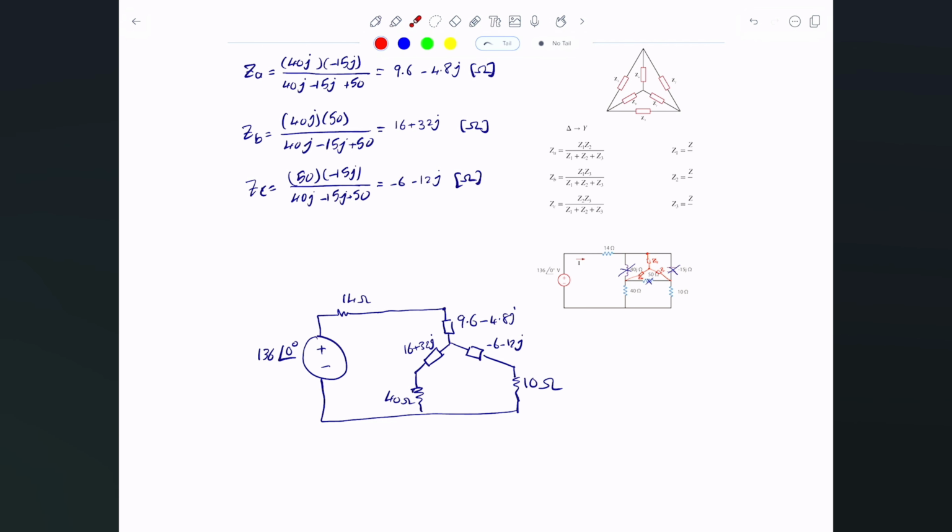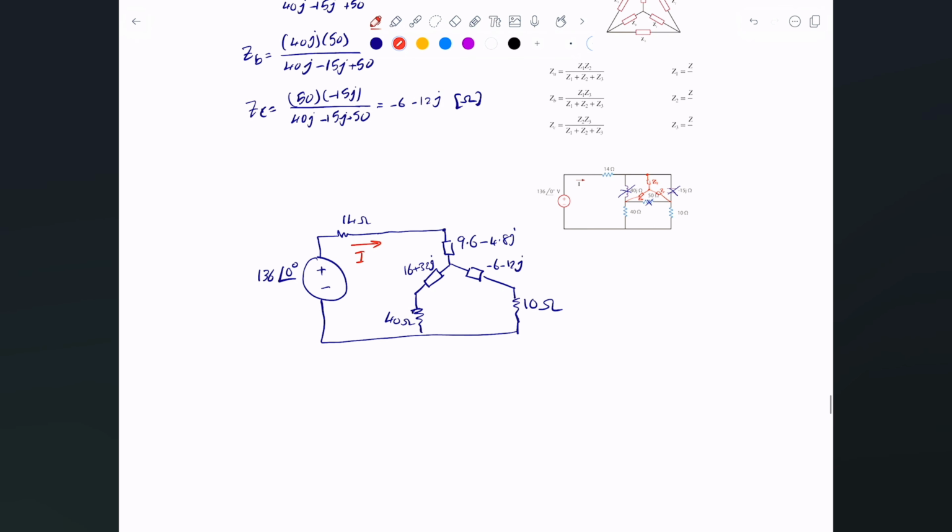Now what we have to do is just combine things. For example, these two here are in series, these two here are in series, and the results of both will be in parallel with each other, and then in series with this, and then in series with that, and we will be able to figure out what this current here is. So let me just combine them.